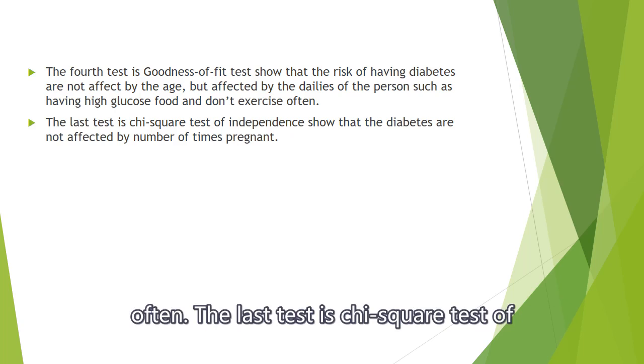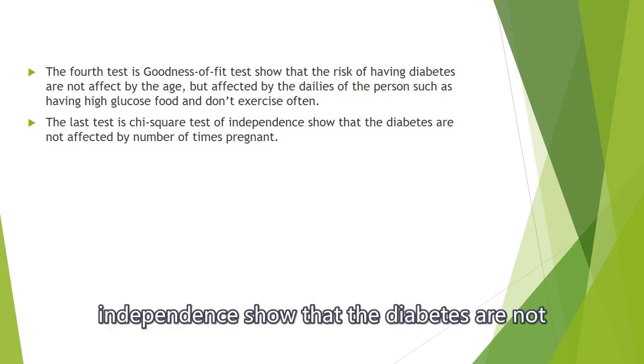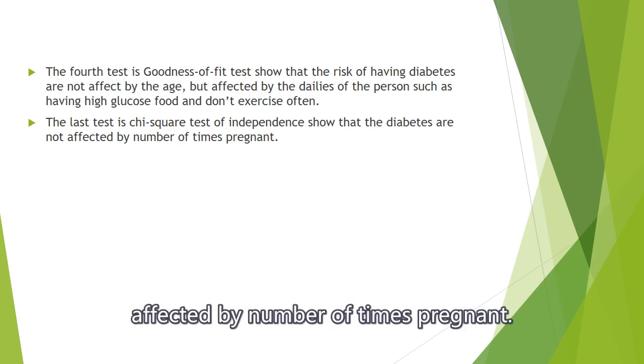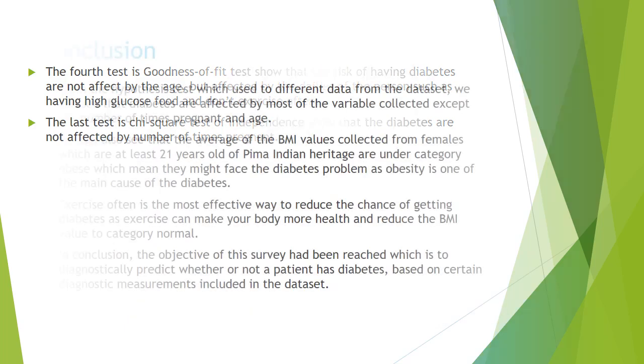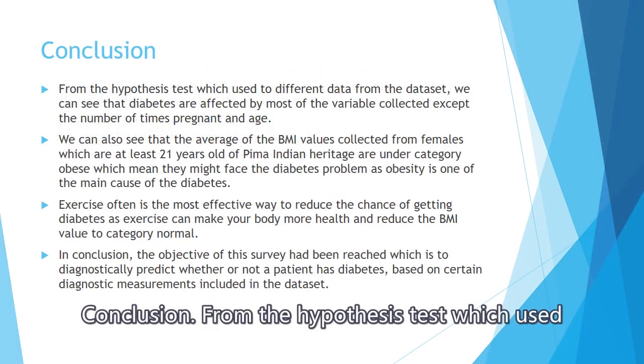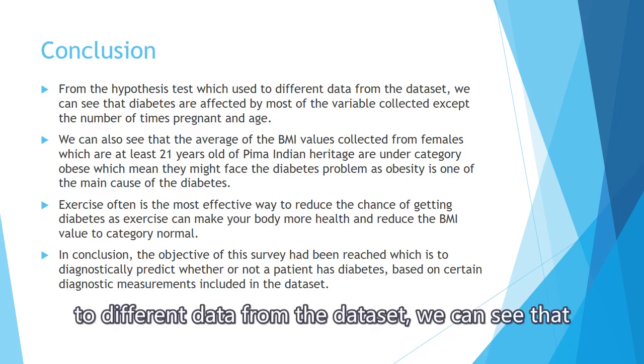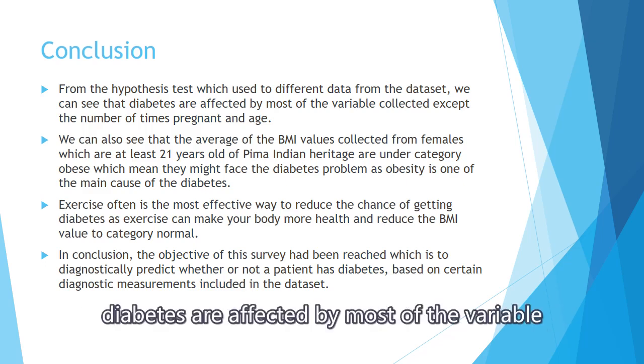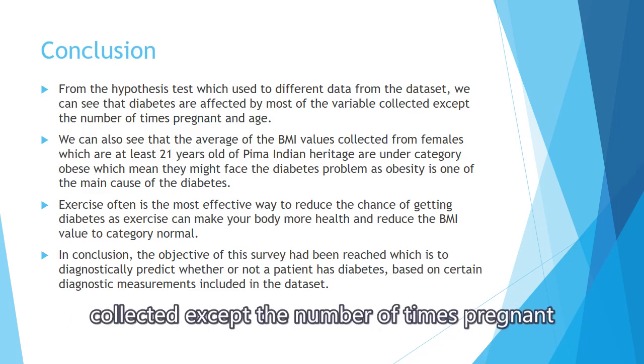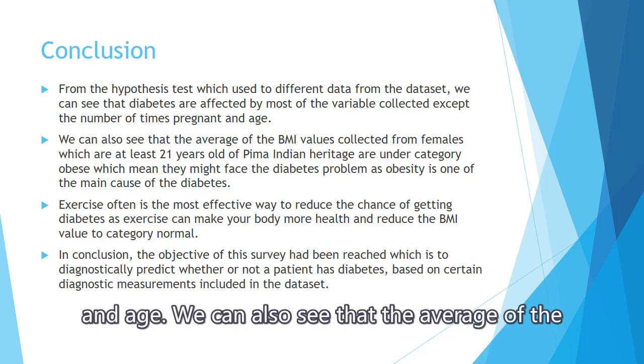The last test, the chi-square test of independence, shows that diabetes is not affected by number of times pregnant. Conclusion. So from the hypothesis tests, which use different data from the dataset, we can see that diabetes is affected by most of the variables collected except the number of times pregnant and age.